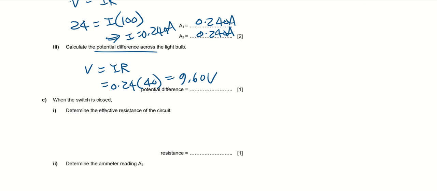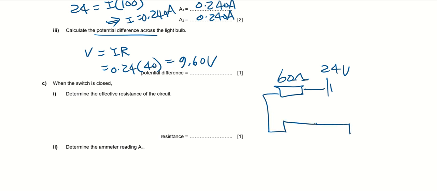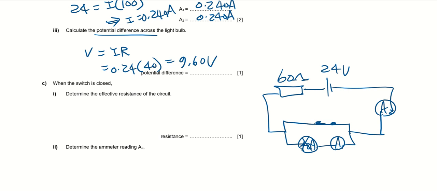So now I'm going to have to redraw the circuit with the switch closed. Okay. So you find that actually when the switch is closed, there is no resistance over it. This is the part whereby the switch is closed. And over here, I have 40 ohm, my light bulb, and A1. Then I have A2 over here. When this switch is closed, it presents itself as a short circuit.